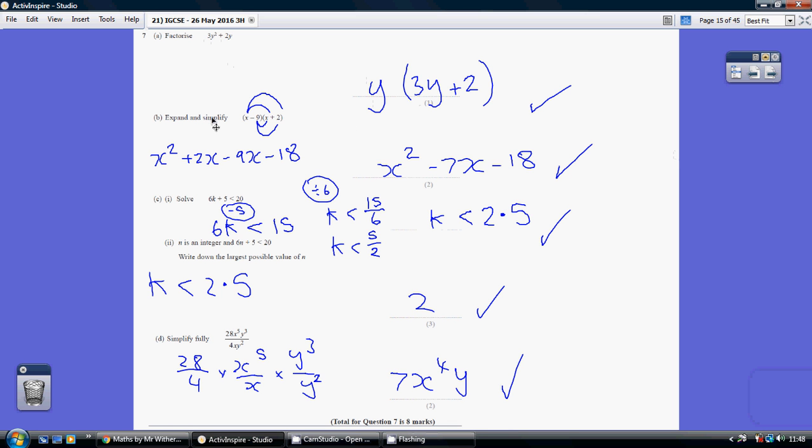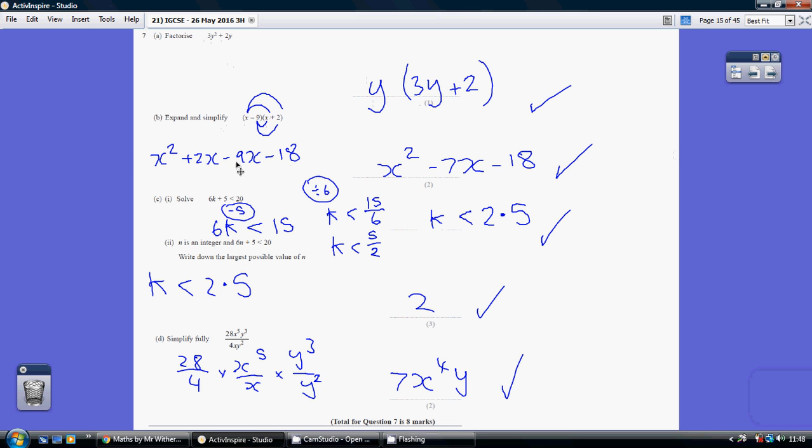Now part B, expand and simplify. So expanding is getting rid of the brackets, and then simplifying is gathering together like terms. So each of these two terms in the first bracket have to multiply each of the two terms in the second bracket. The order I like to do it is x times this then this, then the minus 9 times this then this. So x times x is x squared, x times plus 2 is plus 2x, minus 9 times x is minus 9x, and minus 9 times plus 2 is minus 18.